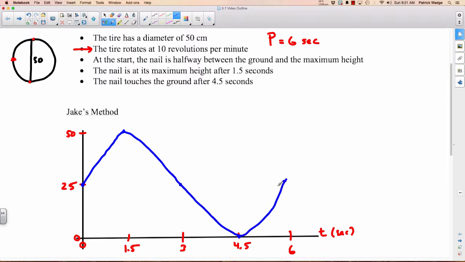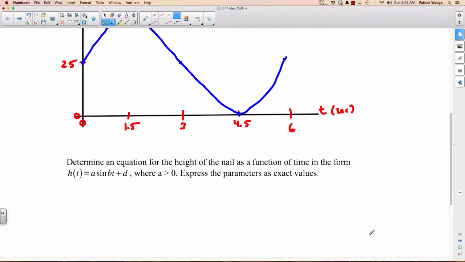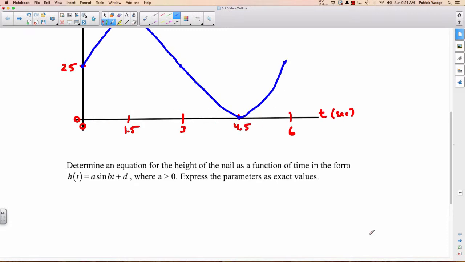And of course it wouldn't stop there. It would keep going and going as time passes, but that's one complete cycle, or one complete period right there. Okay, determine an equation for the height of the nail as a function of time in the form h of t equals a sine bt plus d, where a is greater than 0. Express the parameters as exact values.